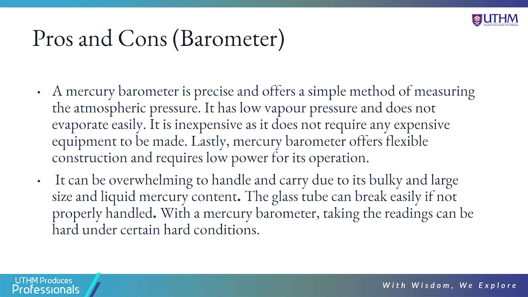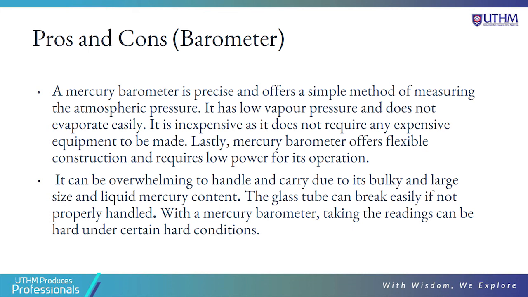Alright, we have reached the pros and cons of both devices. So, we move on to the barometer pros. So, a mercury barometer is precise and offers a simple method of measuring the atmospheric pressure. It has low vapor pressure and does not evaporate easily. It is inexpensive as it does not require any expensive equipment to be made. Lastly, mercury barometer offers flexible construction and requires low power for its operation.